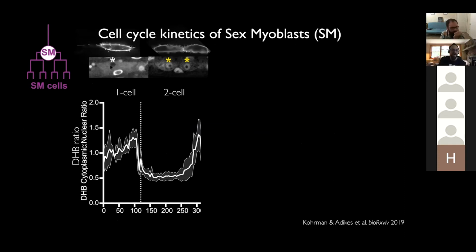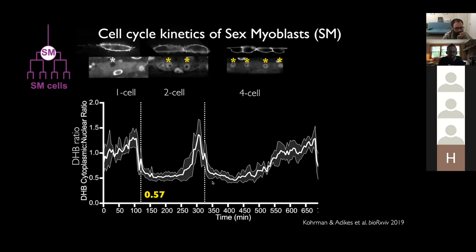After they migrate down, they start cycling again. You can see that first cell division. And if we take the mean of the CDK activity ratio at the division, we get a number around 0.5. We get a very similar number at their next cell division.